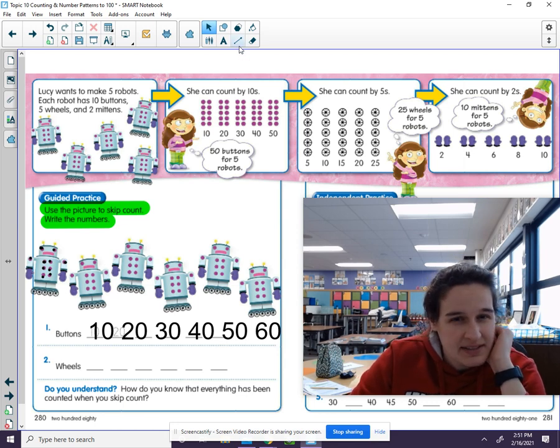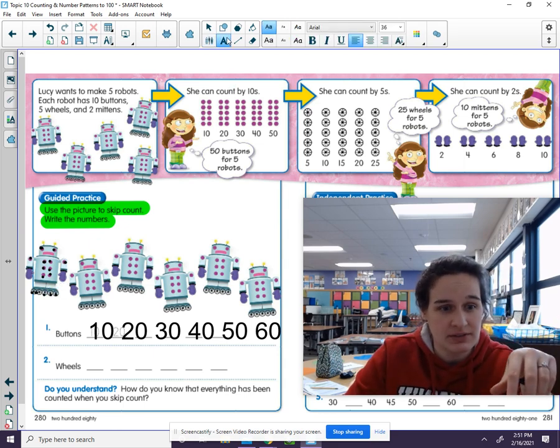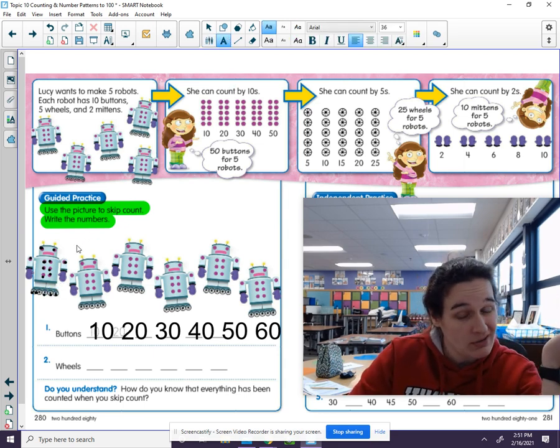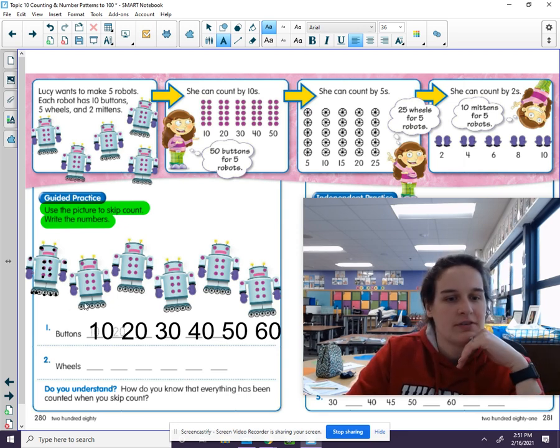Now for the wheels. Let's count the wheels. How many are there? 1, 2, 3, 4, 5. Okay, there's 5 wheels. Could we skip count to help us solve it? Yeah, let's try. So 5.